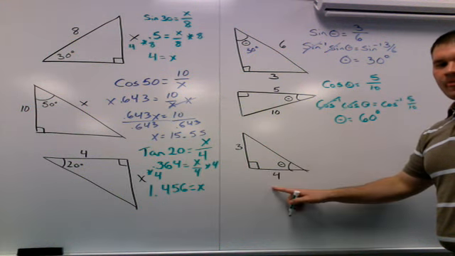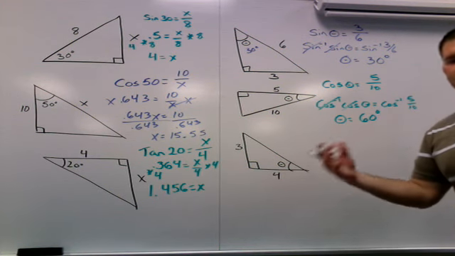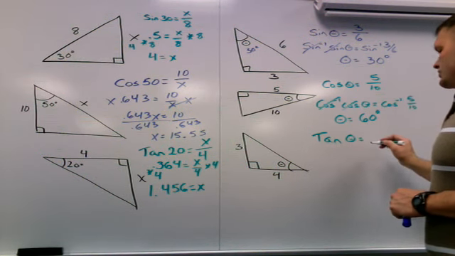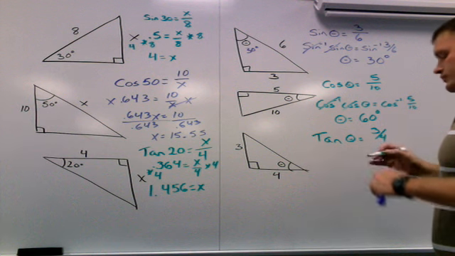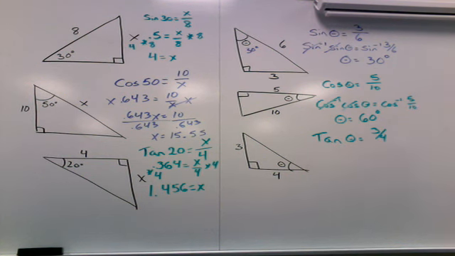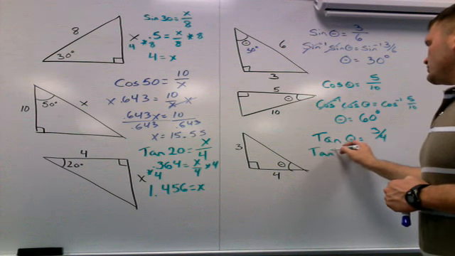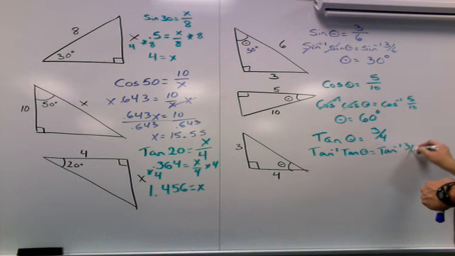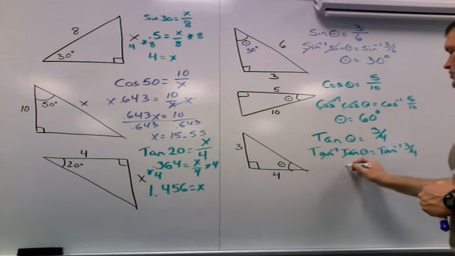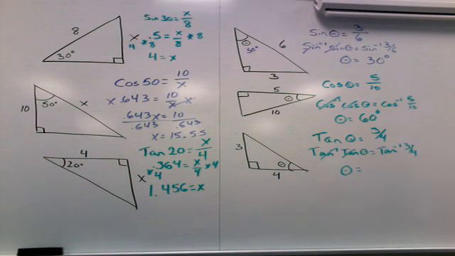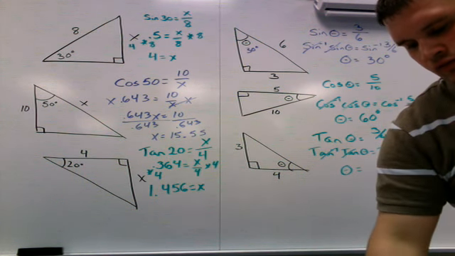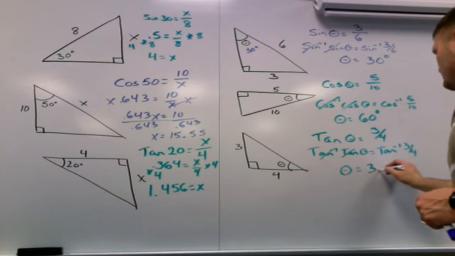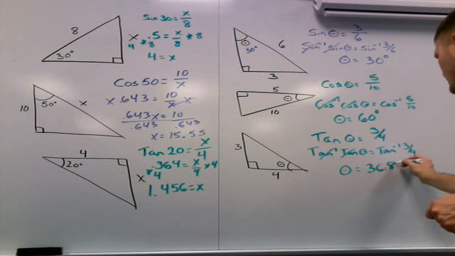And then the last one, here's our theta. 3 is opposite, 4 is adjacent. So now I'm going to have to use the TOA part of SOHCAHTOA. So I'll be using the tan. So tan theta equals 3 over 4. So to solve for this, we're going to take the inverse tangent of both sides. So the tangents cancel out. We end up with theta equals the inverse tangent of 3/4, which is 36.87 degrees.